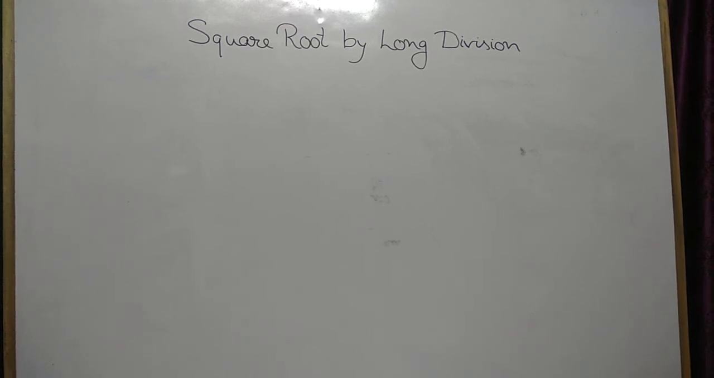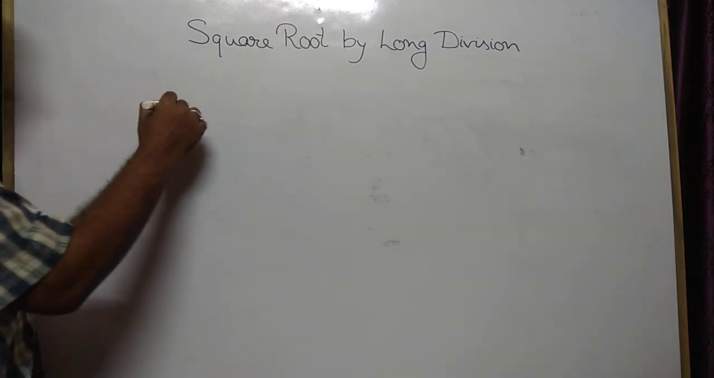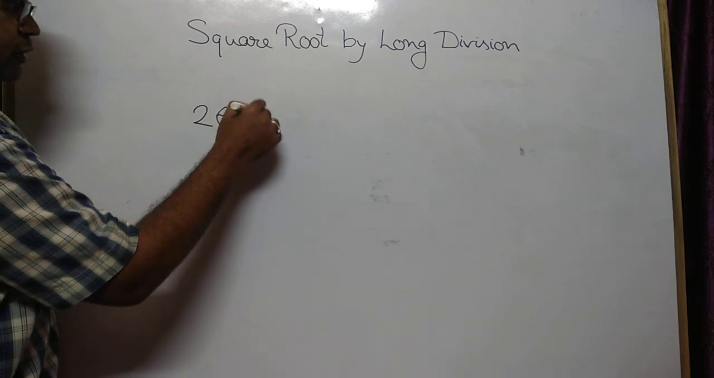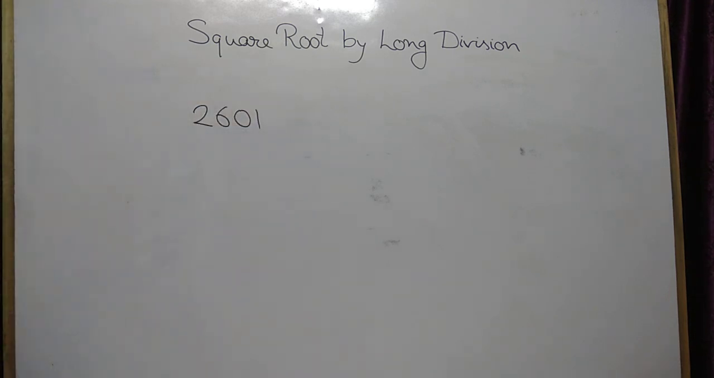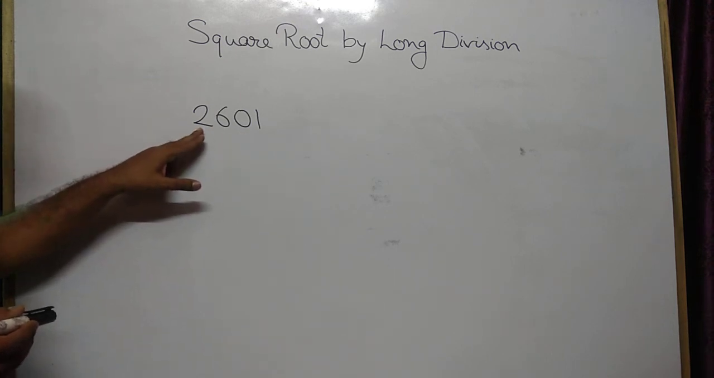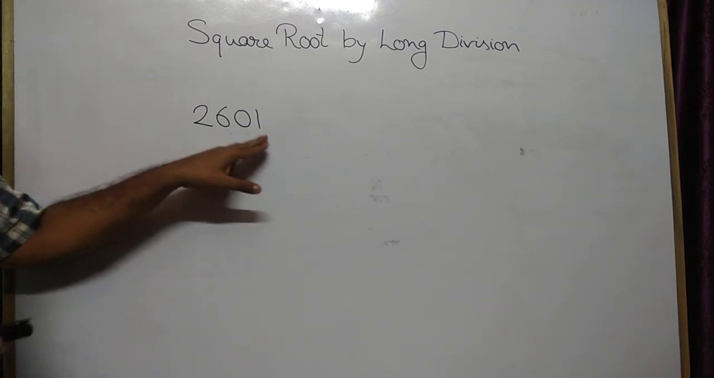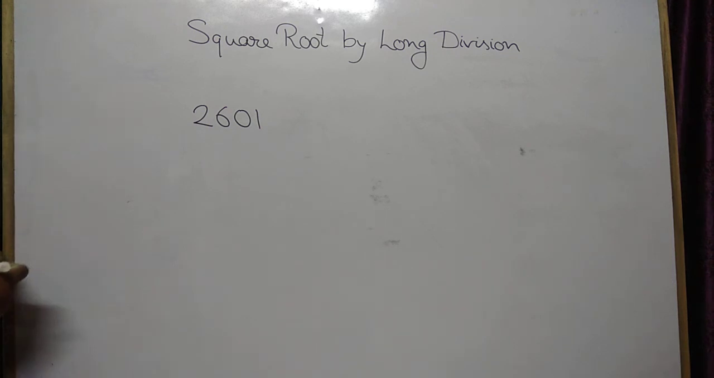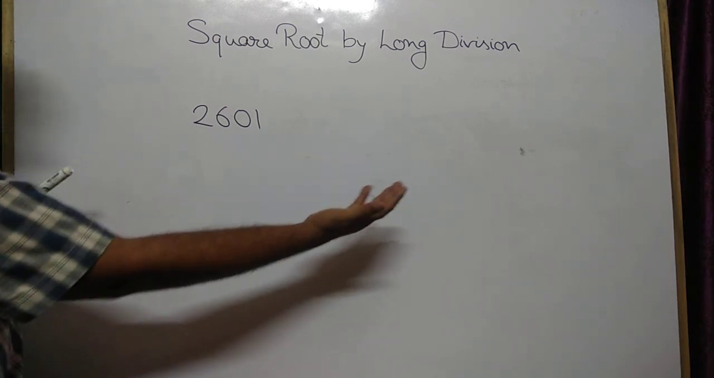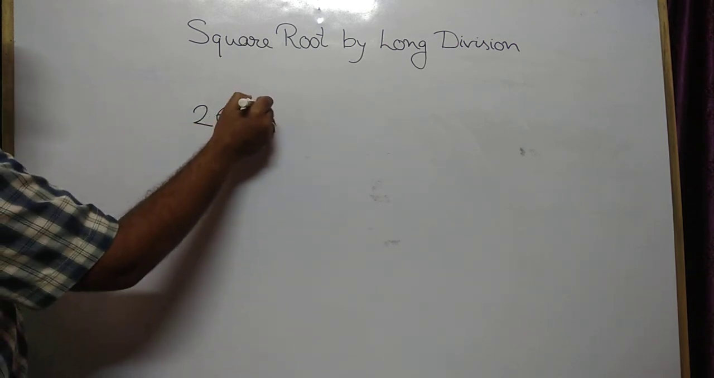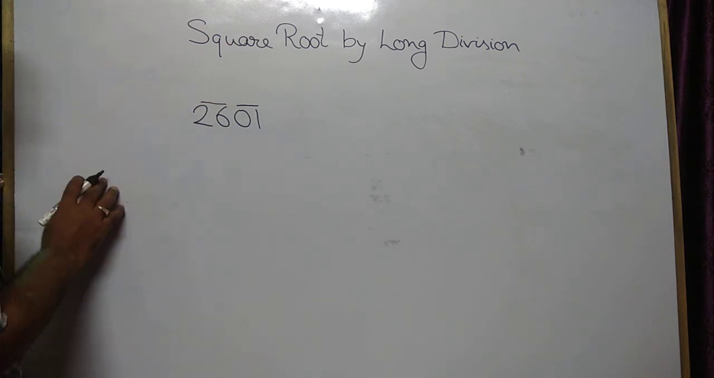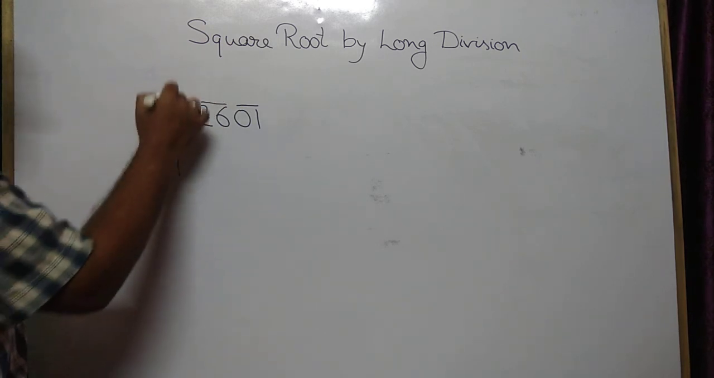The very first question says find the square root of 2601. Mathematically, we read this as 2601. How do we find it? First we make pairs from the right hand side to the left hand side, likewise one pair, then two pair. Now we start to divide.